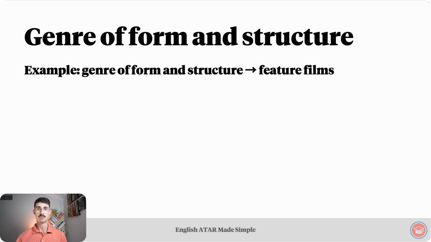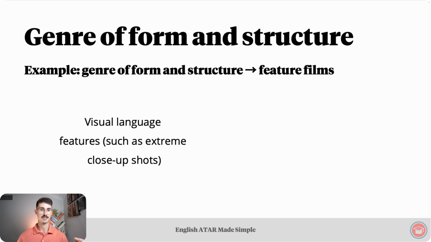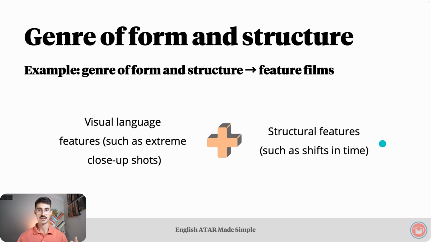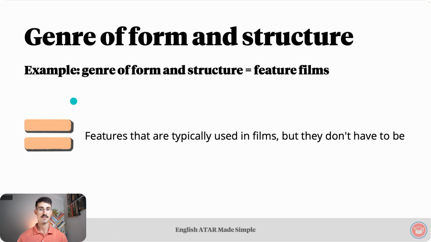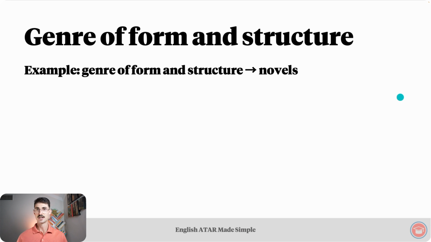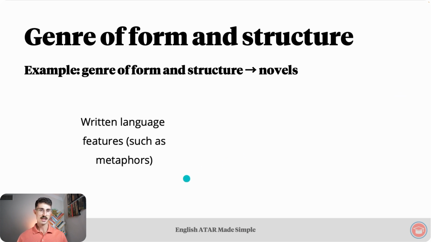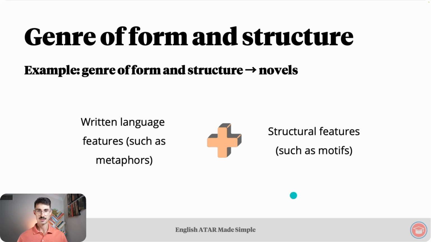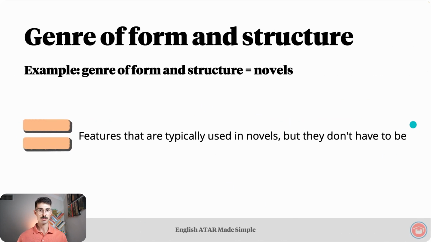Let's look at a couple of examples. The first relates to the genre of form and structure, that is feature films. For example, visual language features such as extreme close-ups, plus structural features such as shifts in time, equal features that are typically used in films, but they don't have to be. There's no rule saying that those features must be used in the genre of form and structure, that is feature films. Another example, novels. Written language features such as metaphors and structural features such as motifs equal features that are typically used in novels, but once again, they don't have to be. There's no rule saying you need to use them.